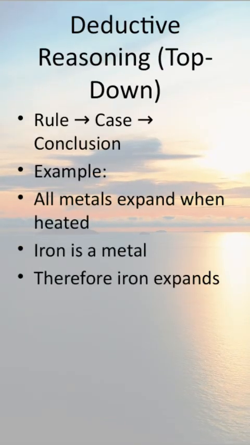Let's take a closer look at the structure of deductive reasoning, which is often described as rule, case, and conclusion. First, we start with a general rule or principle. For example, all metals expand when heated. This rule sets the foundation for our reasoning. Next, we look at a specific case that fits this rule, such as iron is a metal. By identifying this case as part of the rule, we can logically connect the two.